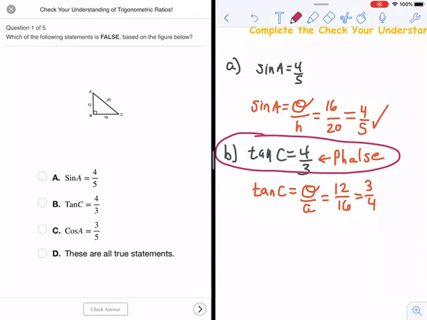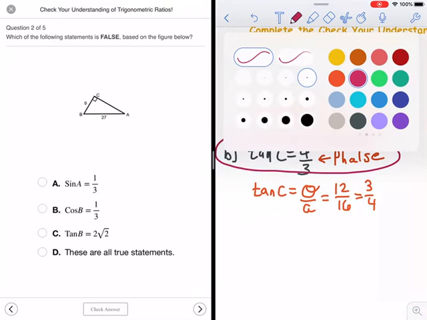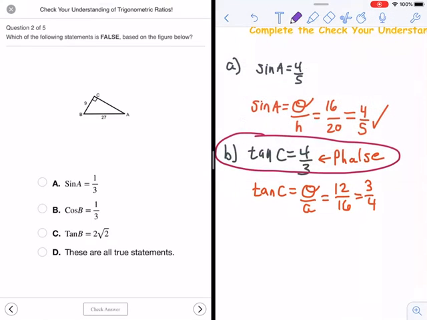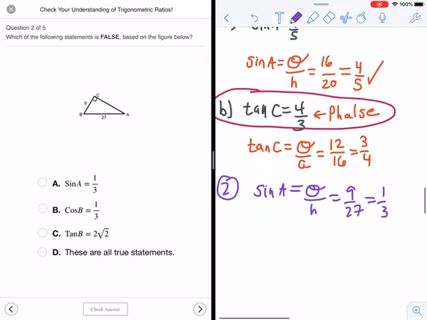Cosine of A equals 3/5. That would have ultimately been true. Moving on. Alright, then that was number 1. Number 2. Another, which one's false? Alright, so sine of angle A, opposite over hypotenuse, 9/27 equals 1/3. That's true, so we're going to move on.